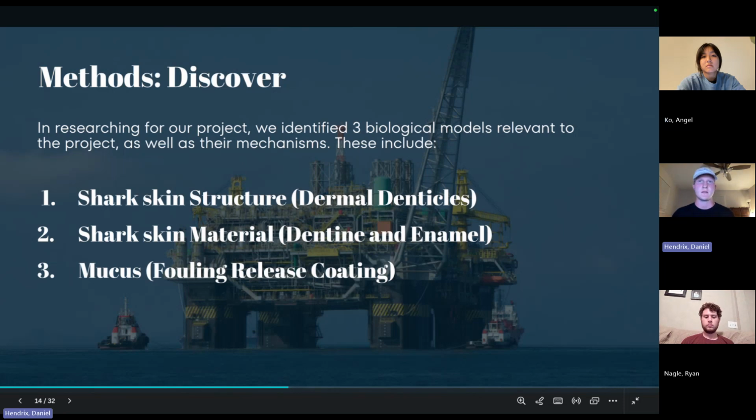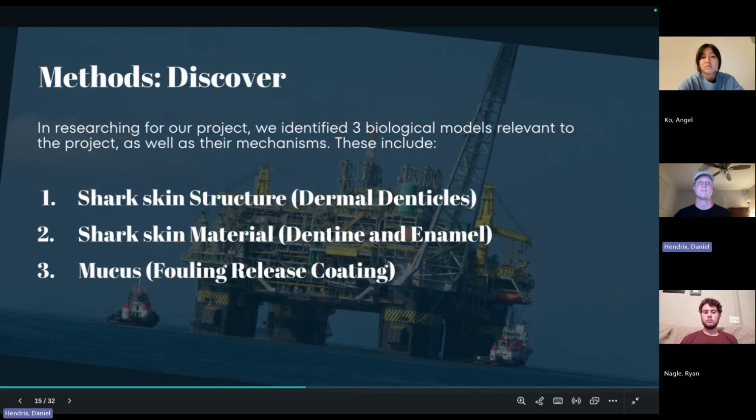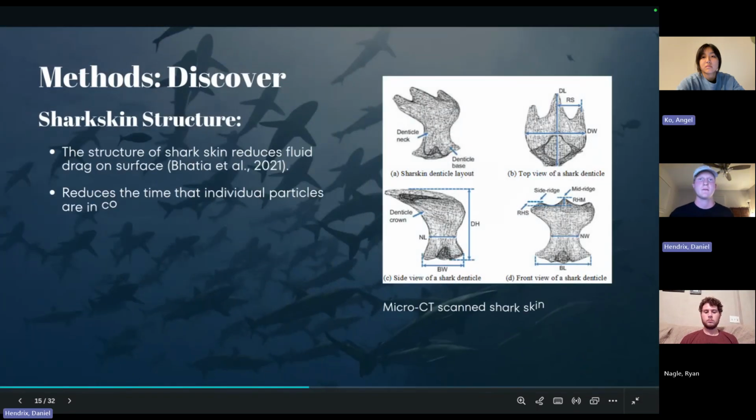So the first is the shark skin structure. So specifically how the outer shape of the dermal denticles affects drag and friction between water and the surface. The second was the shark skin material, and specifically how that material provides strength and rigidity to the system. And the third and final one was mucus and its anti-biofouling properties.